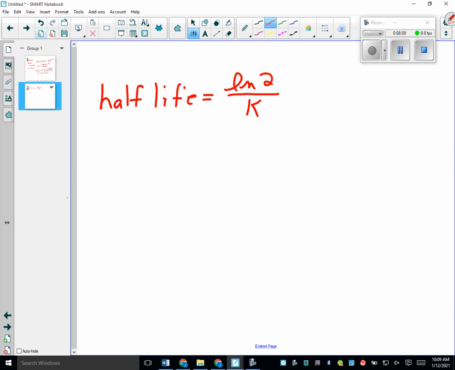All right, so anyway, SM-151 can be modeled by this equation: dy over dt is equal to negative 0.0077y.